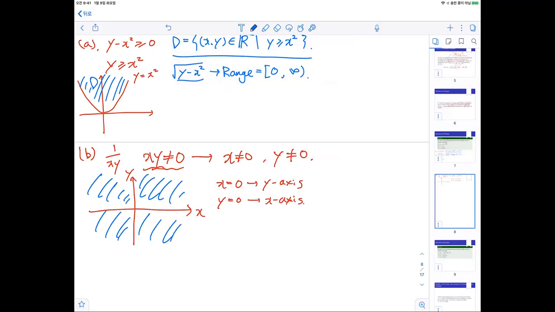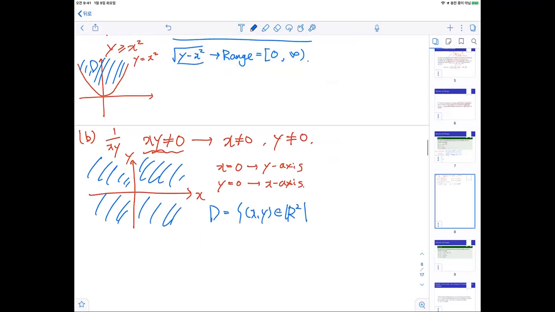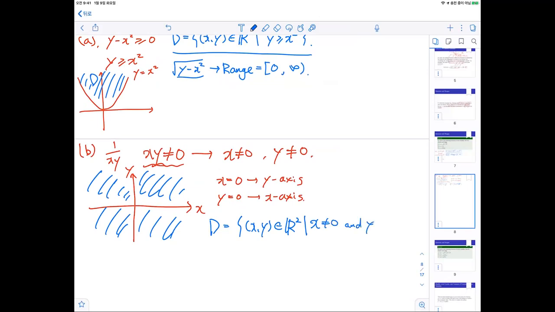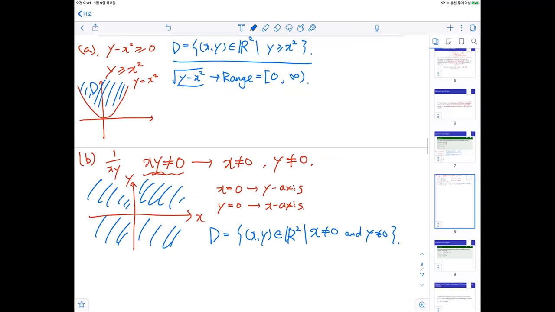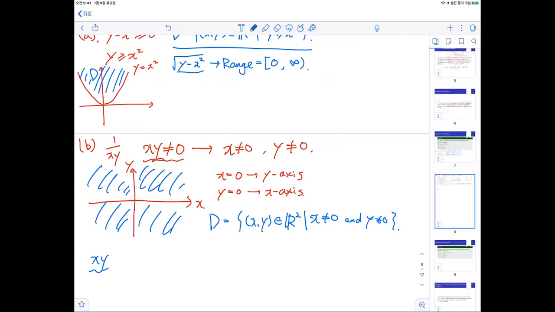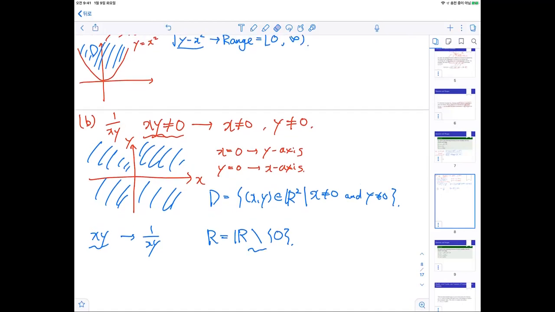So in this case, the domain is (x, y) in R2 where x is non-zero and y is non-zero. If x and y are non-zero, then xy can be any non-zero value. That means 1 over xy also can be any value except zero. So the range is the real numbers minus zero. This is the set. Or we can express this as the union of these two intervals.